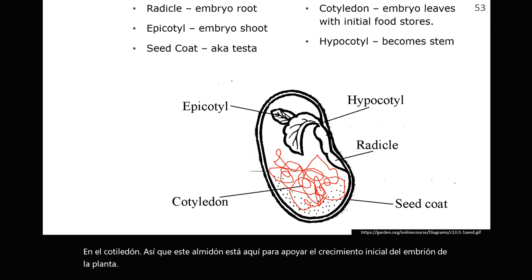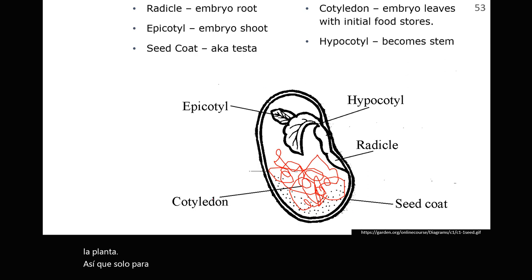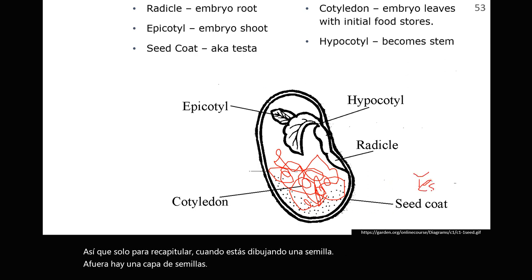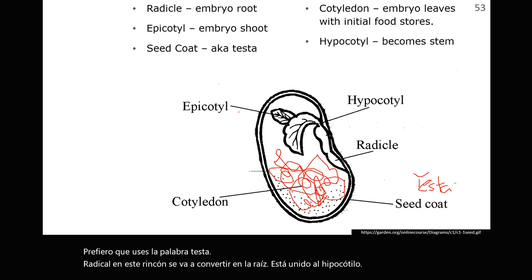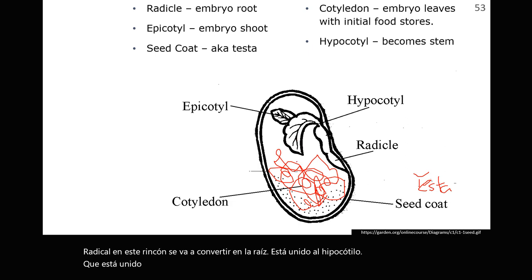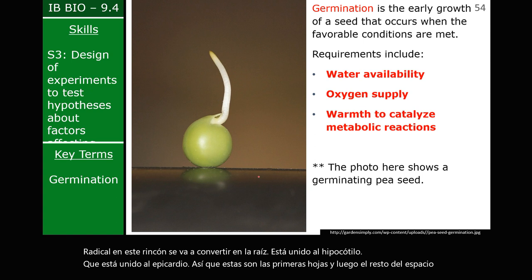So just to recap, when you're drawing a seed, the outside is the seed coat. I prefer that you use the word testa. The radicle in this corner is going to become the root. It's attached to the hypocotyl, which is attached to the epicotyl. So these are the first leaves. And then the rest of the space is the cotyledon, which is full of starch.